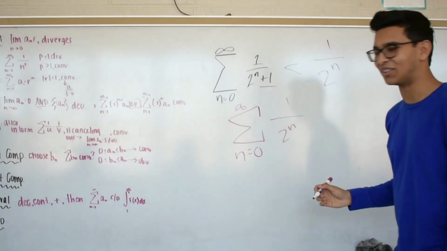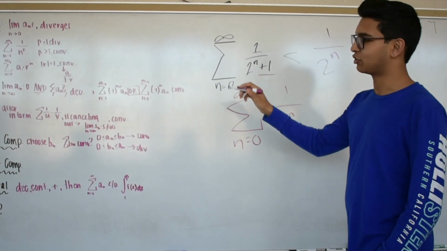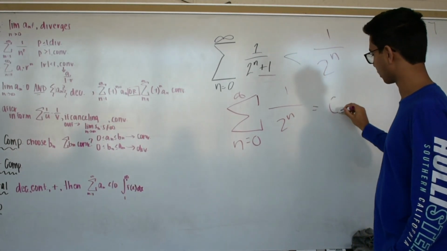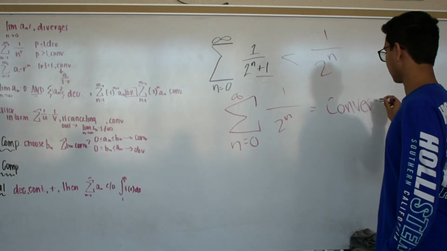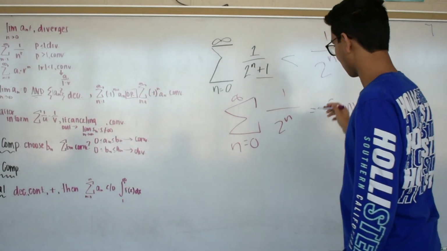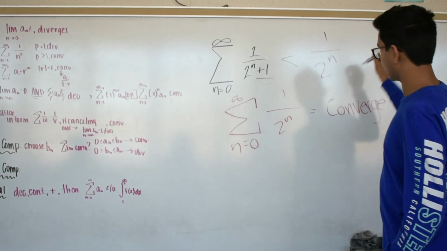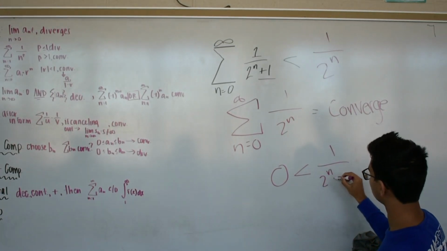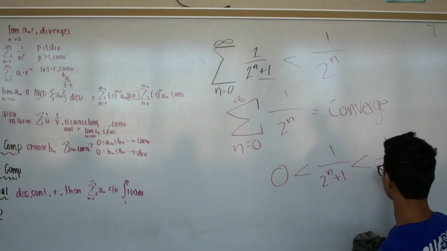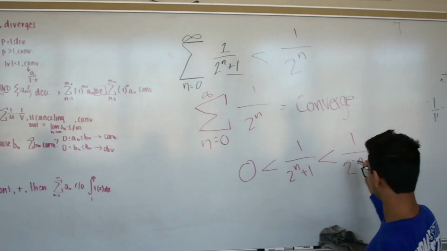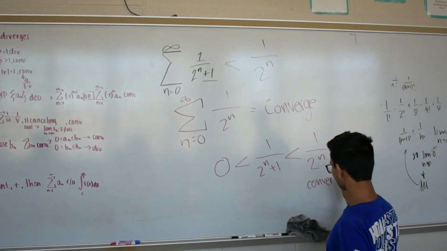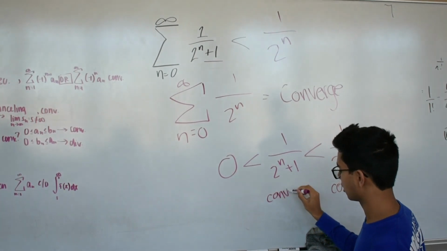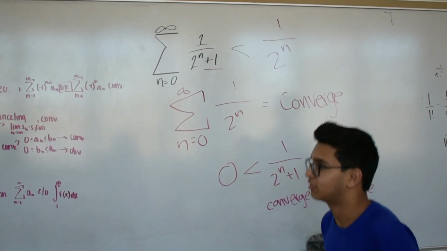Yes, very cool. Now, using the geometric series test, since this r value is less than 1, we know that this series will converge. The value it converges to is not important. Now since we know that 0 is less than 1 over 2n plus 1, and that is less than 1 over 2 to the n, and we know that this will converge, we can prove that the smaller function will also converge with DCT. Thank you.